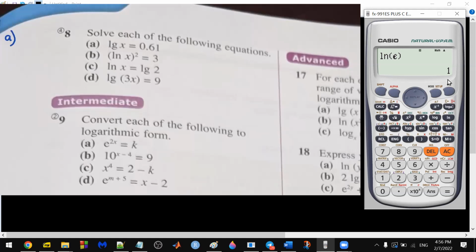Let's try part A. lg x equals 0.61. That's log base 10. So the 10, you bring over to the other side. You abandon the log. Then what happens to your 0.61? Yes, you push it to the power. It's like a bully. The 10 is a bully. Push the 0.61 away to the top. Then you just use a calculator to calculate. Doesn't matter. Part B.